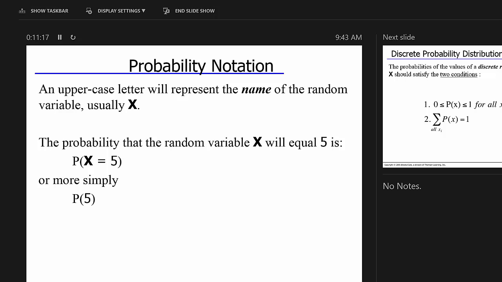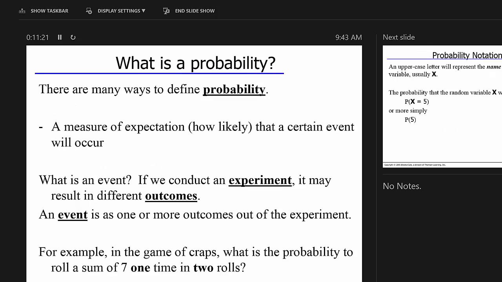Can you go back to the last slide? Sure. For example, in the game of craps, what is the probability of a sum of 7, in 1 time and 2 rolls? So that's a 5 and a 2. Or is it just 1 die? You roll 2 dice. Yeah, 2 dice, right? So either 5 and 2 or 6 and 1. Oh yeah, we're going to actually talk about that.